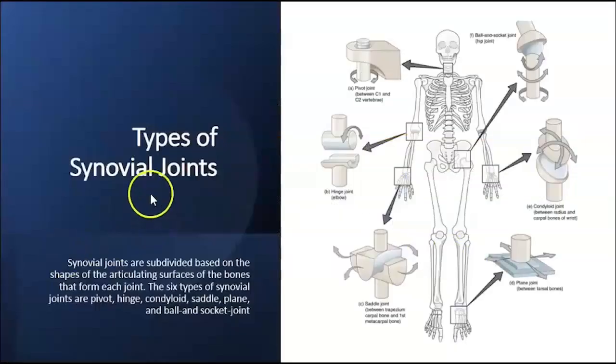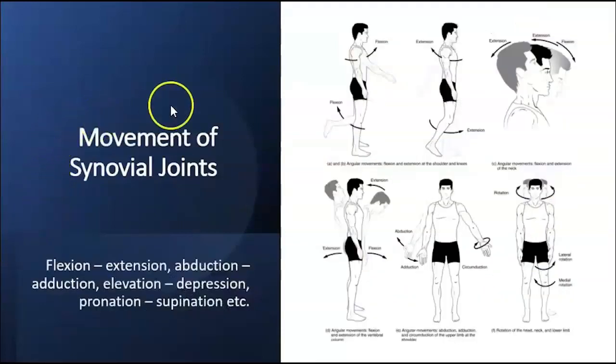What types of synovial joints do we have? Ball and socket, pivot joint, saddle, hinge, plane joint, condylar joint. And what do you achieve with these joints? Different types of movements.